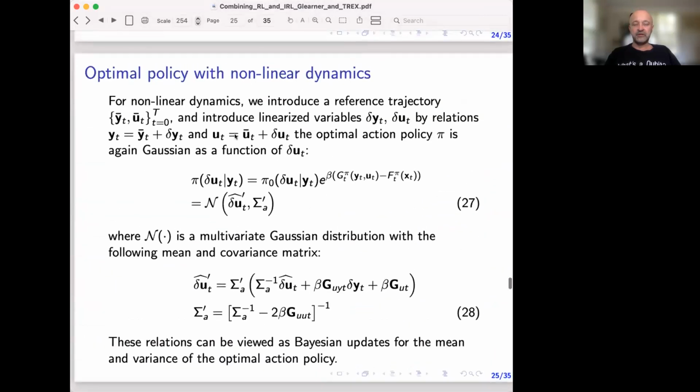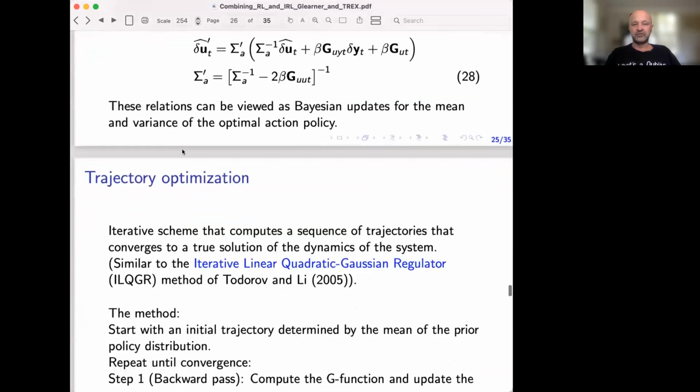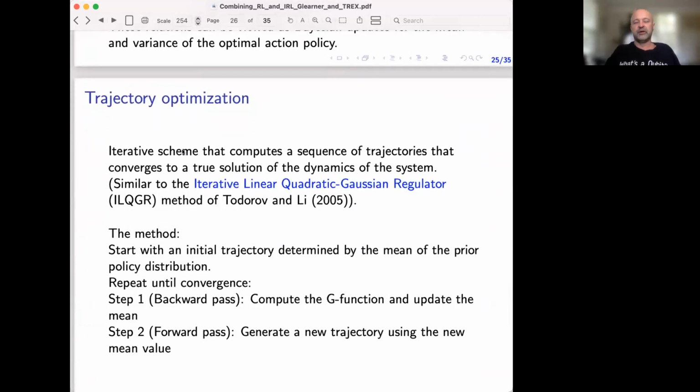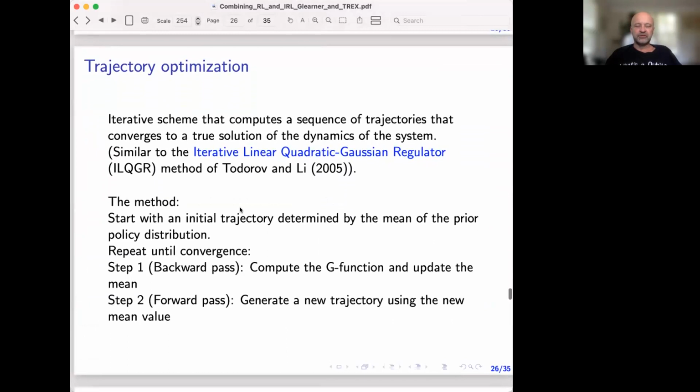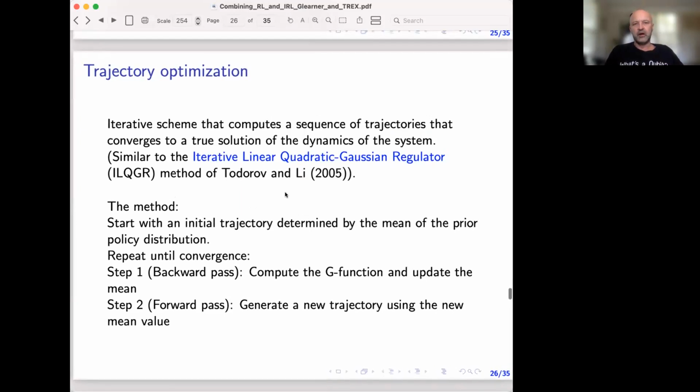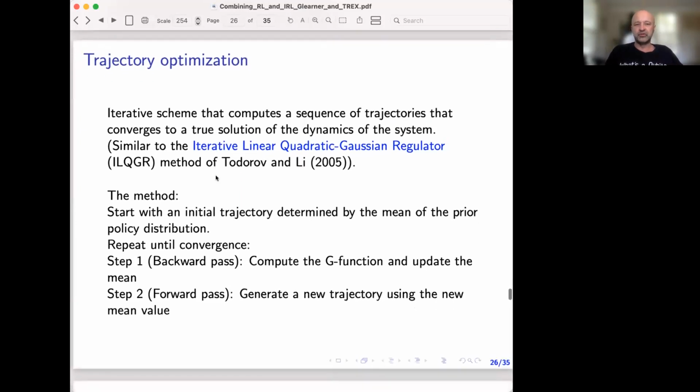So in this case, for nonlinear dynamics, we end up with a procedure which is really similar to the iterative linear quadratic Gaussian regulator, which was the method proposed by Todorov and me in 2005. The only difference is that here we deal with G-learning and stochastic policies, while that paper dealt with deterministic policy. But in terms of trajectory optimization, it works the same way.